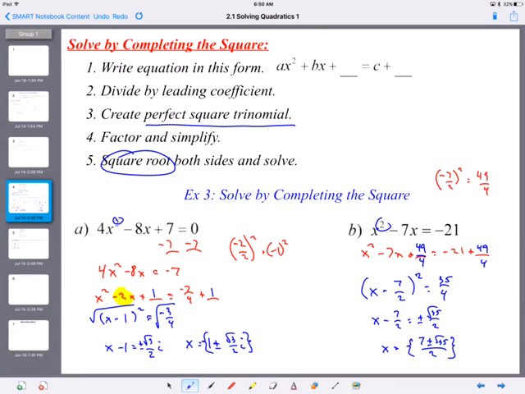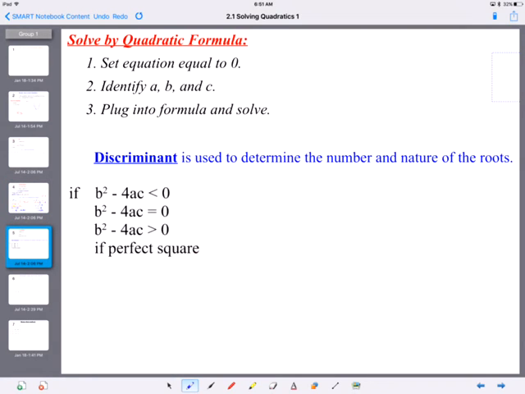So there is how to solve by completing the square. That might be one that we need to work on in class a little bit if you're unfamiliar or uncomfortable with it. The last method we're going to learn is solve by the quadratic formula. We're going to talk a little bit more about this one as well in terms of what's called its discriminant.